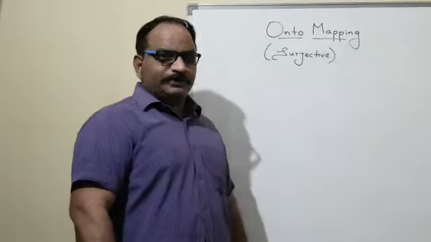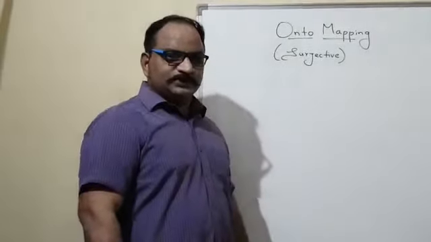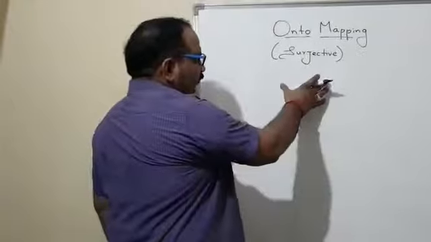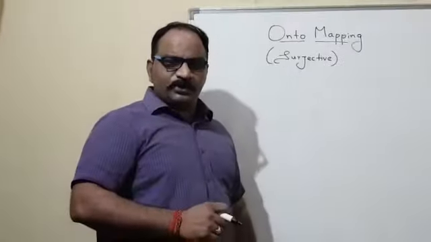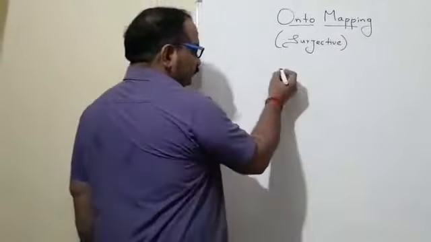Everyone, today's topic is onto mapping, in other words, surjective. How can we prove that a function is an onto mapping or onto function? That is what we have to care about.